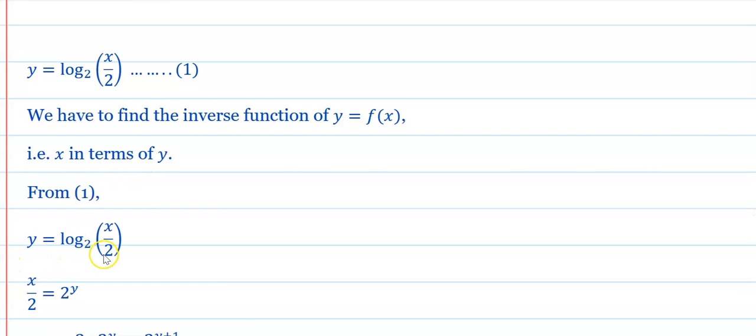Since it is a logarithmic function, the 2 will come here and we raise it to y. That is, 2 raised to y is equal to x upon 2. Okay, logarithmic is converted into exponential. For example, if I write log of m to the base n is equal to a, then m is equal to n raised to a, in this way.